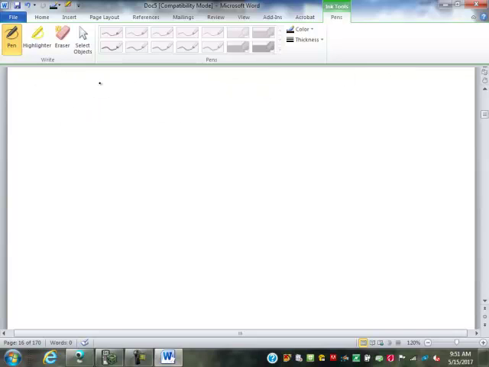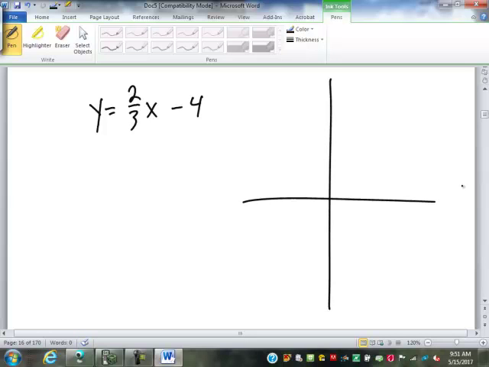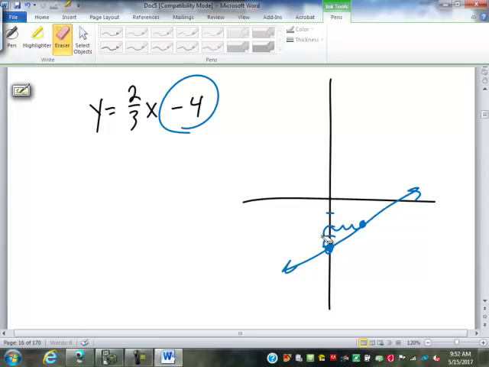Since we're dealing with graphing, how would I graph that? Start at -4 and then go up to 3. Perfect. Start at -4 because that's my y-intercept. Then from there I go up 2 over 3. There's my second point. There's my line. There it is. What do you think? Good stuff? Okay.